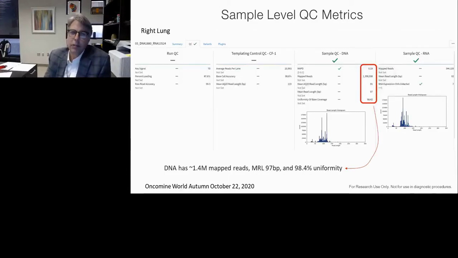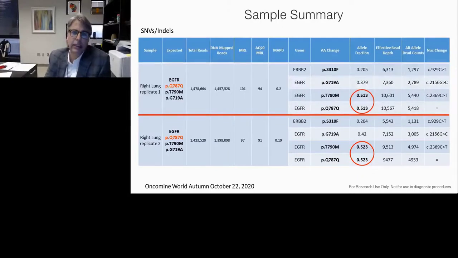In addition to run level metrics, you can look at sample level metrics for each sample, and that's summarized on this slide. In this particular sample, there are 1.4 million mapped reads. The mean read length was 97 base pairs, and we had 98.4% uniformity. So these are very good metrics. Based on that, when you look at the readout of the variants detected in your specimen, you can have high confidence that they're accurate.